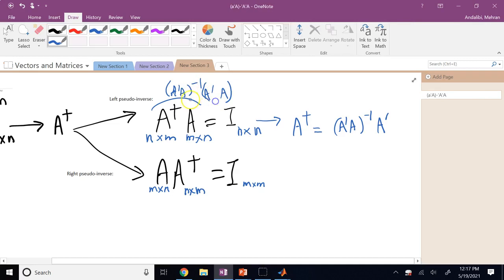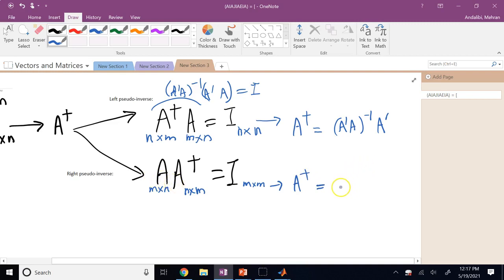And since these two entities are inverse of each other and both of them are square matrices, you know, when you multiply any matrix by its transpose, the result is always a square. So now here you're multiplying a matrix by the inverse of that matrix, so the result is always what? I. Okay, so this is called left pseudo inverse, and here the right pseudo inverse is very similar, but when you multiply A by it, it should give you the same result.